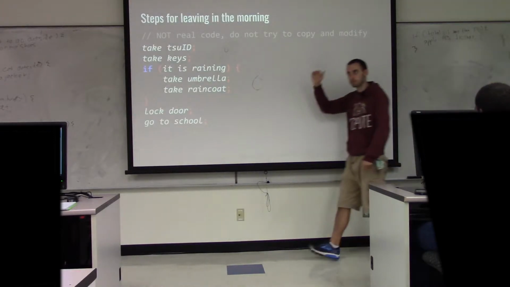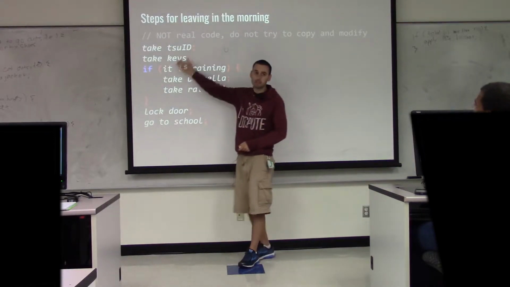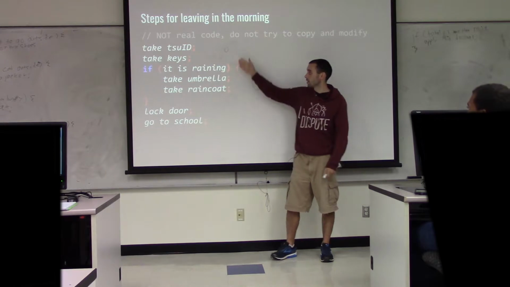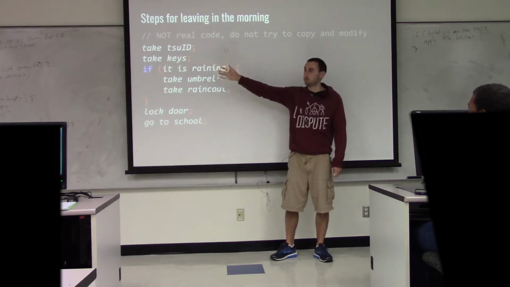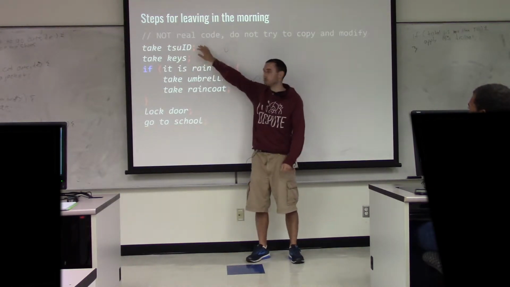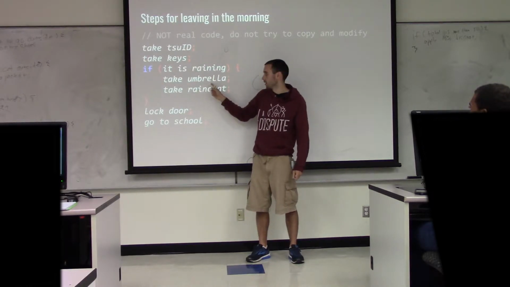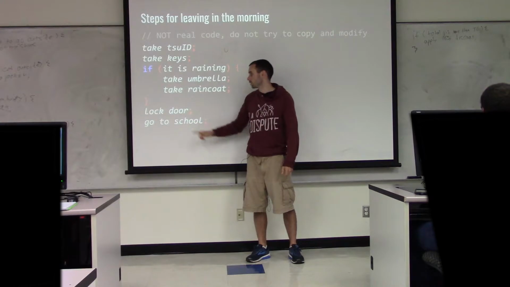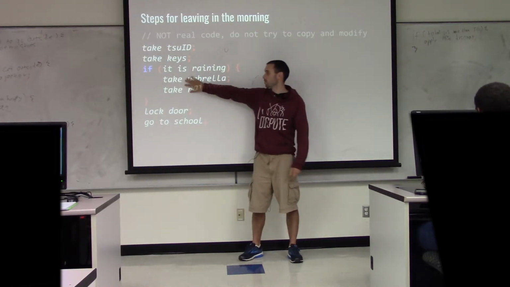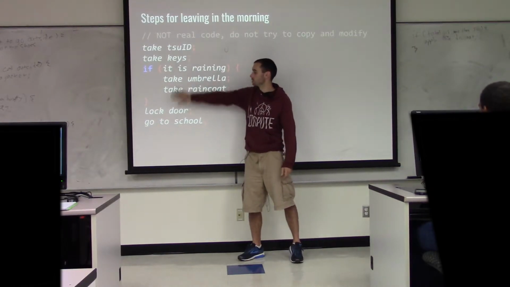When we write steps like this, we have certain things that are inside the if and things that are outside of the if. The things that are outside of the if, we do unconditionally. So in the morning, you grab your TSU ID, you grab your keys, maybe grab your wallet. Then if it is raining, you take an umbrella, then you take a raincoat, then you lock the door, then you go to school. But if it is not raining, you skip this, but you still do everything up here and you still do everything down here.